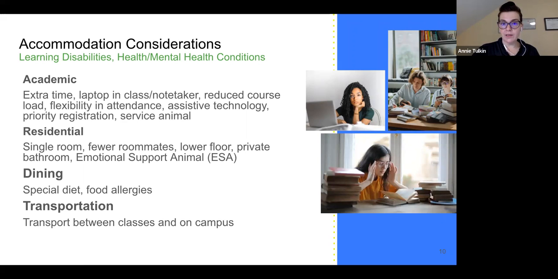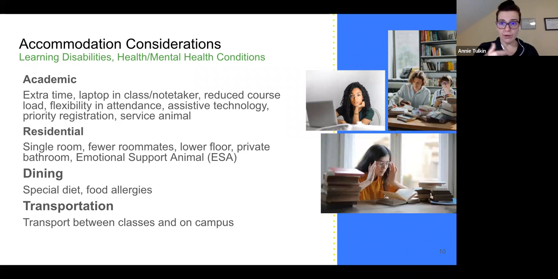I've put a list together here of just some accommodation considerations. I find that it's good to give people some examples of what I'm talking about. So these are accommodation considerations for students with learning disabilities, maybe health conditions and mental health conditions as well. And I'll talk through some of these pieces here.